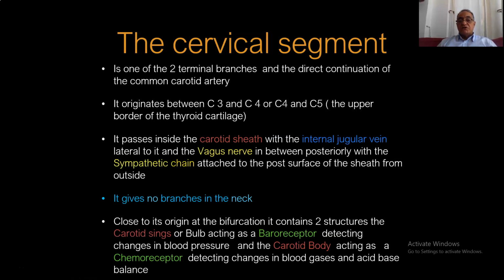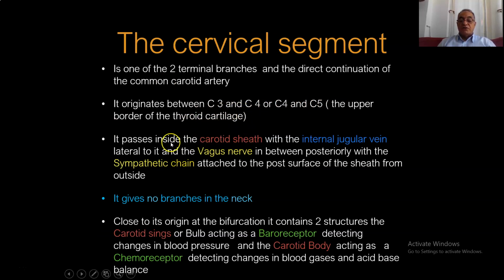We start talking about each segment separately, starting with the cervical segment. The cervical segment is one of the two terminal branches and the direct continuation of the common carotid. The common carotid divides between C3 and C5 into internal and external carotids. It originates between C3 and C5, at the upper border of the thyroid cartilage.